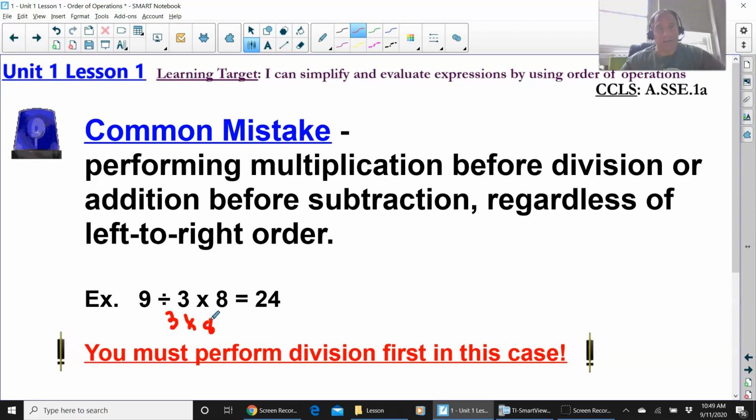Someone that does not know order of operations will look and say, it's PEMDAS, right? So PEM, supposed to be doing multiplication first? No, not in this case. A lot of people will do this incorrectly. They'll do 3 times 8 first. Don't do that. Left to right. Multiplication and division together, doesn't matter what comes first. Work from left to right.